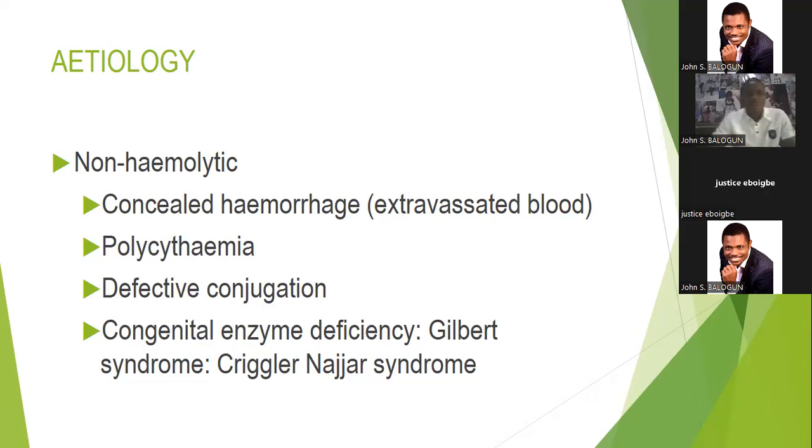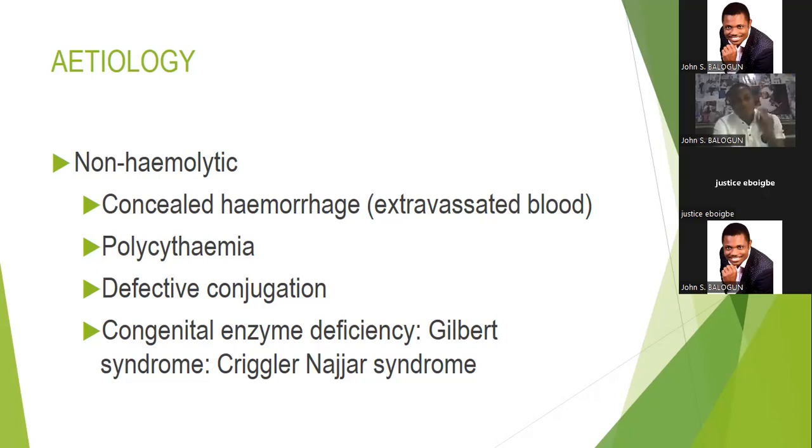Other things are congenital enzyme deficiencies, like we have in Gilbert syndrome and Crigler-Najjar syndrome. Now in Crigler-Najjar syndrome, the major problem is deficiency of the main conjugating enzyme, the uridine diphosphate glucuronosyltransferase enzyme.